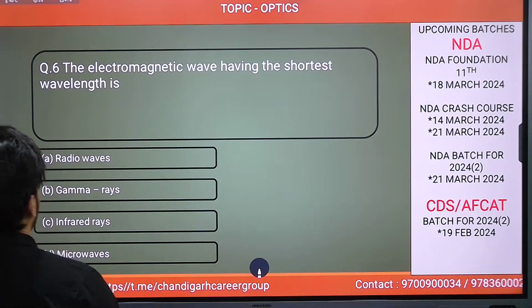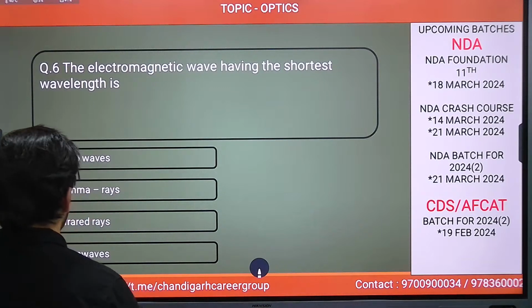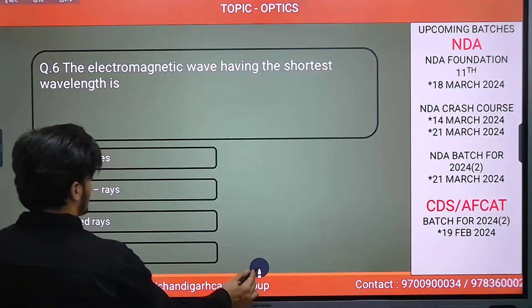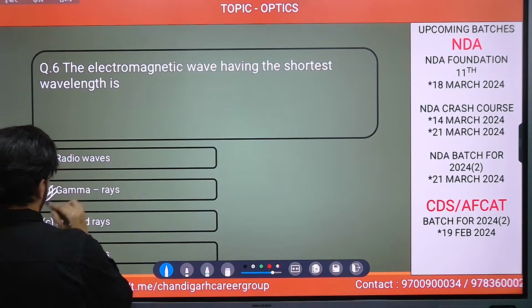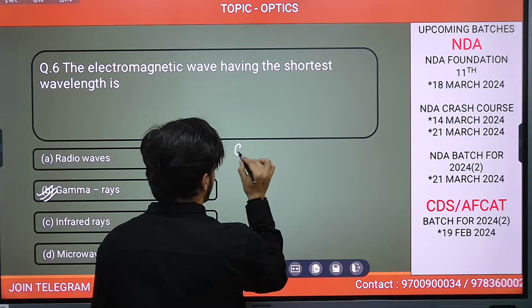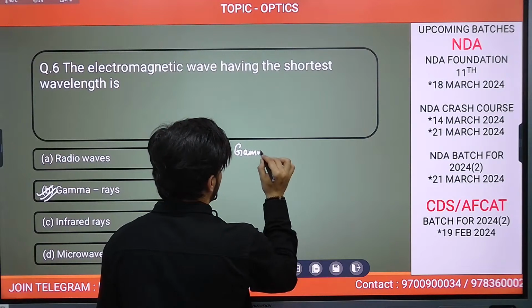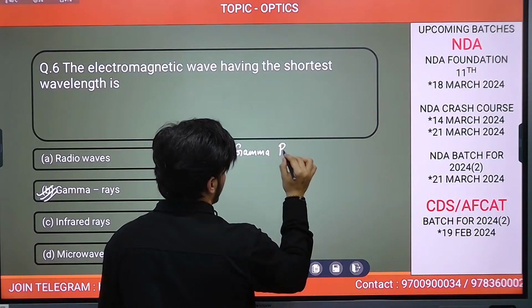The electromagnetic wave having the shortest wavelength. सबसे छोटी wavelength. It's a factual question and that too is gamma rays. ठीक है, सबसे छोटी wavelength होती है gamma rays की. Gamma rays.